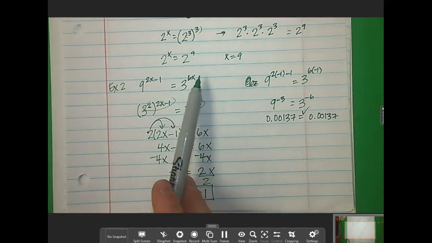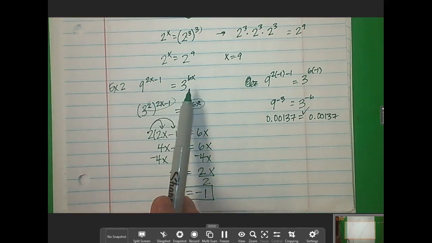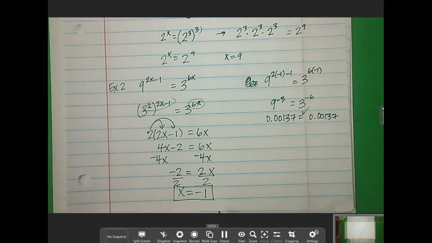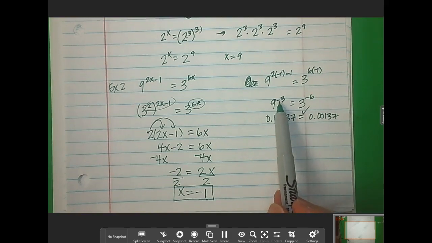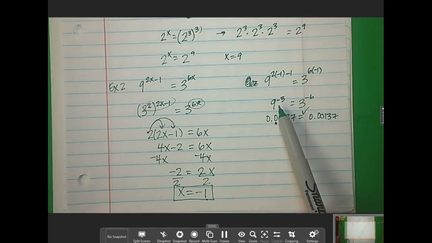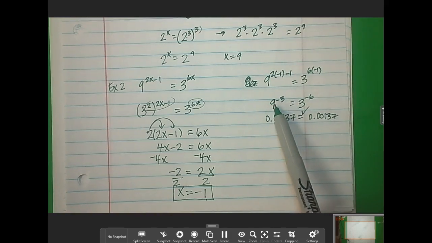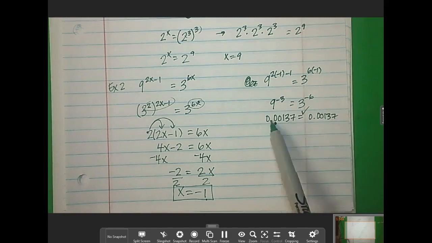All right, so what does that mean if I graph these two? They're going to cross at that point. So the intersection point would be negative 1, 0.00137, or 1 over 9 to the third, right? The negative makes this 9 go to the denominator. We talked about that with exponential functions. So this is actually 1 over 9 to the third. That's why this number is so small.